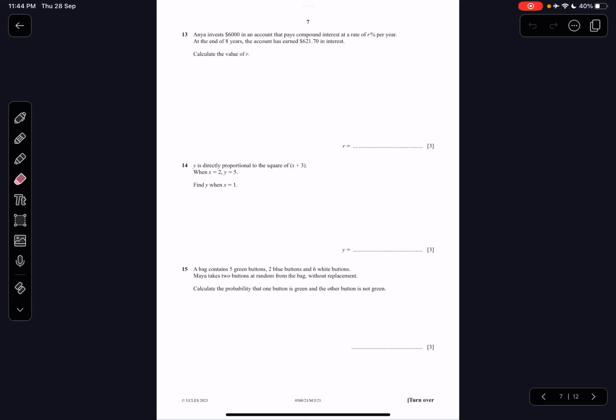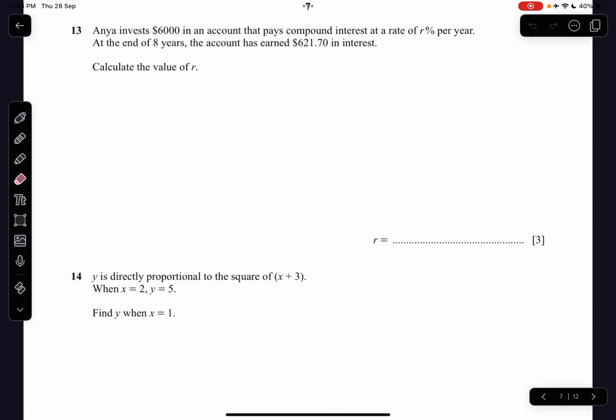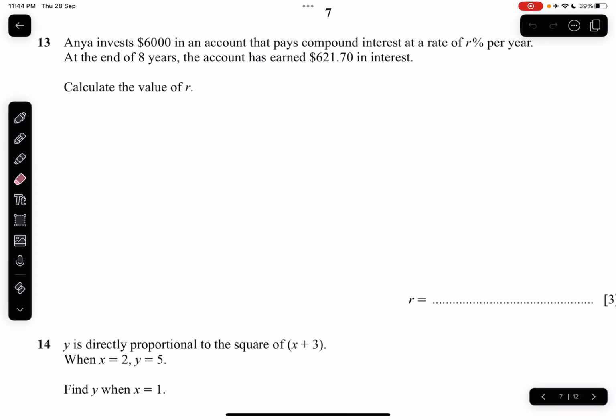Alright, in this video, I would like to show you how to calculate compound interest. So as you can see, I'm going to do question number 13. This is a 2023 paper, 0580, paper 2. Okay, let's zoom into question number 13. Then let's look at it.